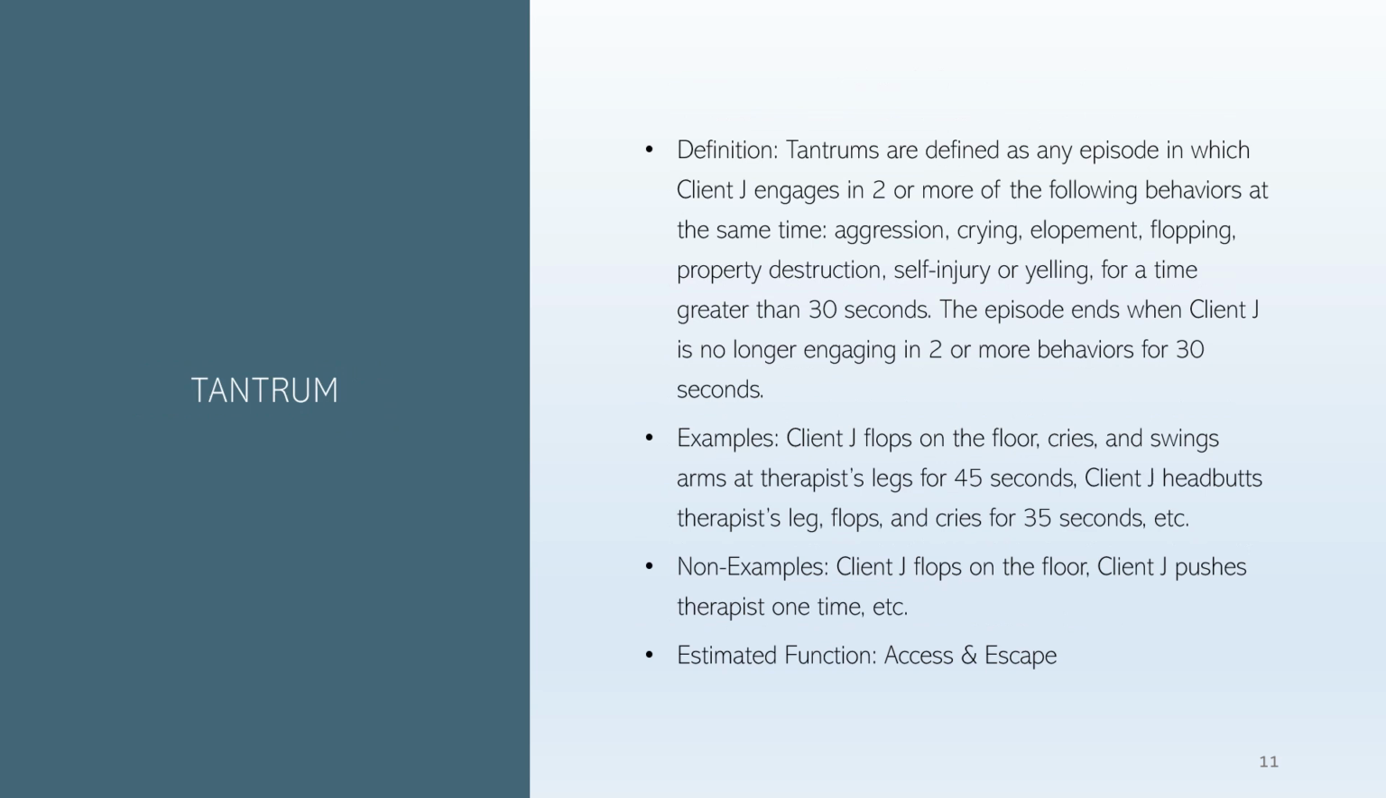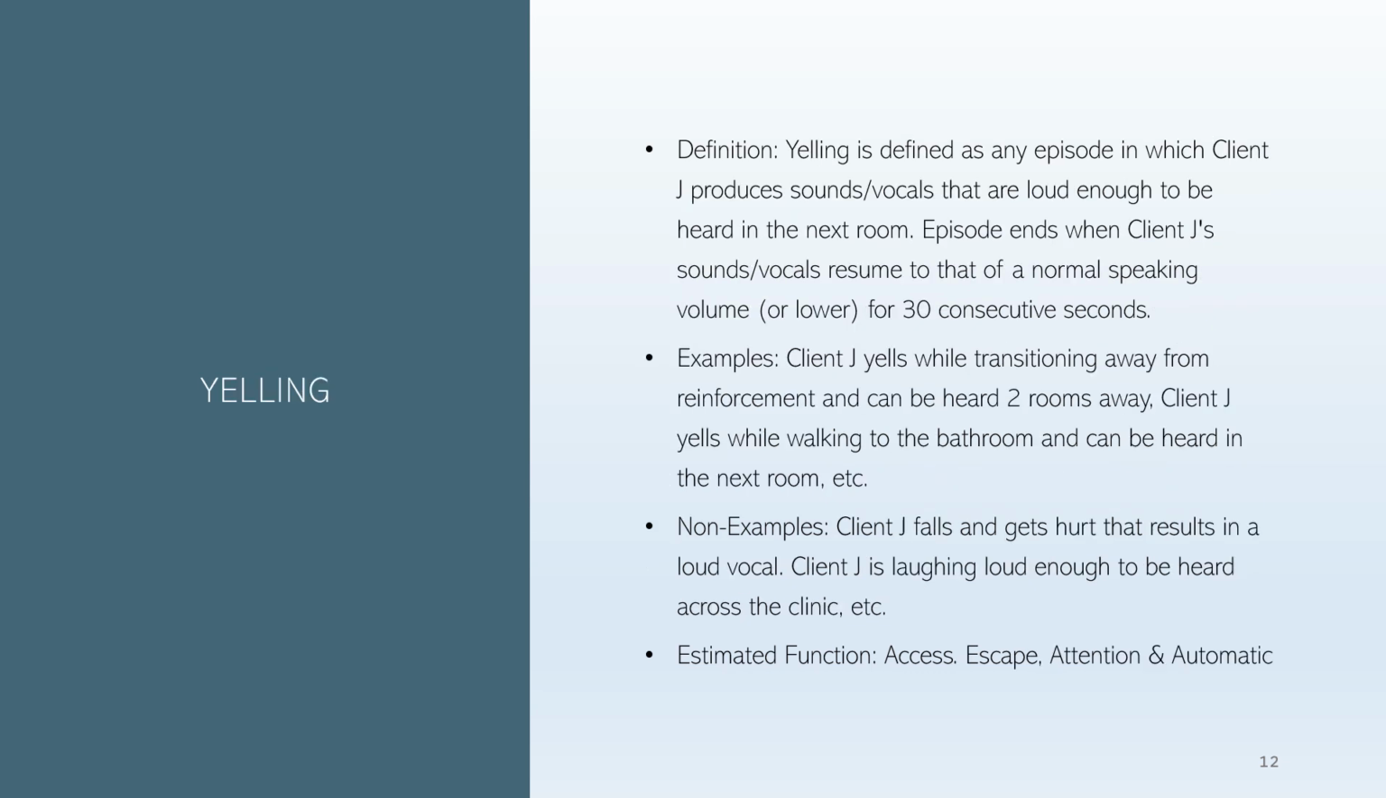The next behavior is tantrum. Tantrums are defined as any episode in which Client J engages in 2 or more of the following behaviors at the same time: aggression, crying, elopement, flopping, property destruction, self-injury, or yelling for a time greater than 30 seconds. The episode ends when Client J is no longer engaging in 2 or more of those behaviors for 30 seconds. The estimated function of this tantrum behavior includes access to preferred items and escape from demands.